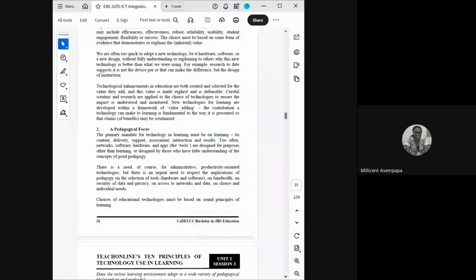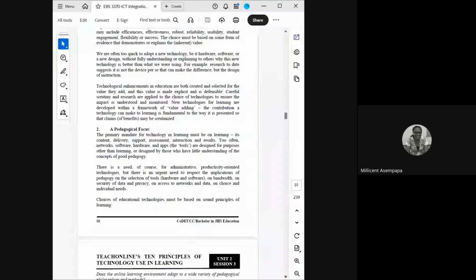Too often, networks, software, hardware, and apps are designed for purposes other than learning, or designed by those who have little or no understanding of the concepts of good pedagogy. Some of these IT tools for learning, you see that those who design them, even though they think it's for the classroom, don't have any idea what good pedagogy is, how to make a lesson or learning interactive. But because they have the technical know-how, they are the IT people, they develop it. So it is not pedagogical focus. Yes, the content might be there, but how will it make it very attractive for a child that the lesson is meant for, maybe class 4, to be engaged in it? We don't think about that.